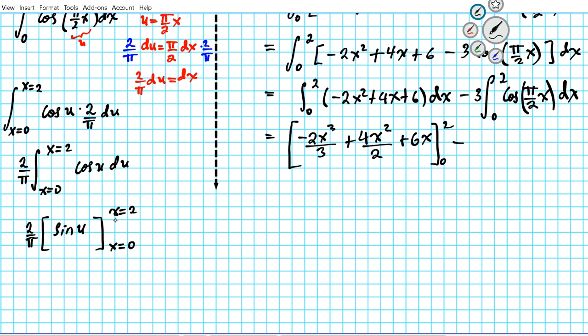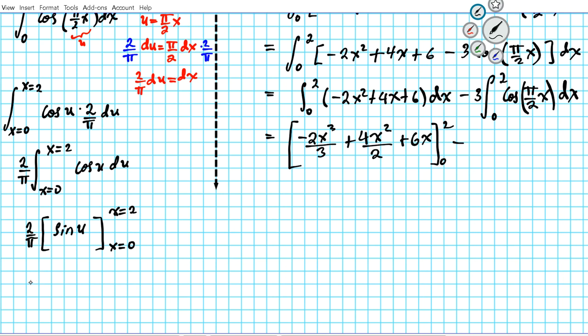Notice that x goes from 0 to 2, but this is u. The variables are not in agreement, so you can't sub. Okay, so what must we do? We have two options. Option 1, you change the limits using your u value, which is pi over 2 x. Or option 2, you resub the value of u back into your antiderivative. Whichever way you do it, you're going to get exactly the same answer.